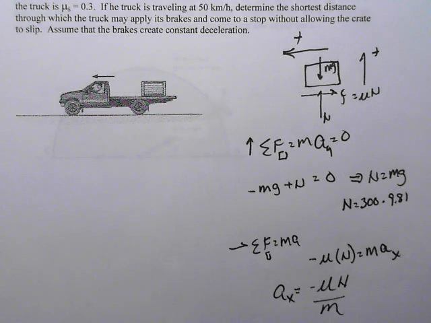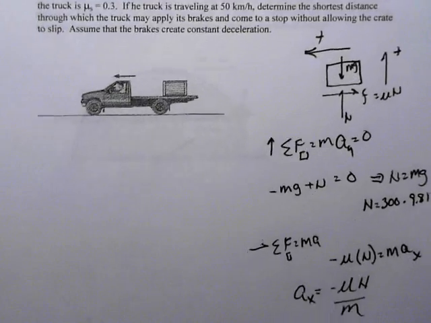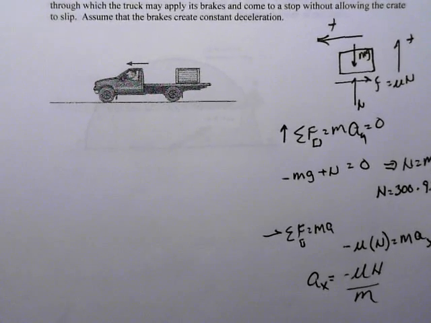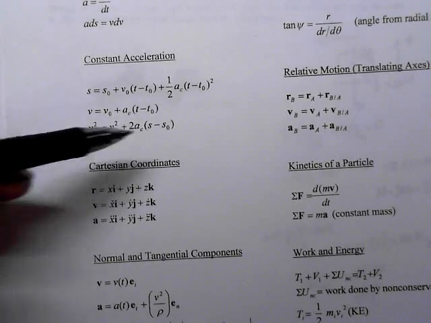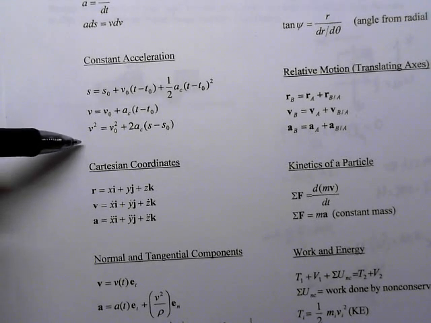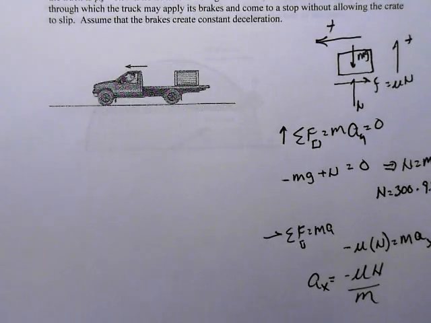So we have the maximum acceleration that will allow us to come to a stop without allowing the crate to slip, and that mu is 0.3. Okay, having just looked up above to check the value of mu. So now we know the acceleration, and knowing the acceleration, we can determine the distance to come to a stop by using our constant acceleration equation in the a ds equals v dv form. V final squared equals the initial velocity squared plus 2 times the acceleration times s minus s0.